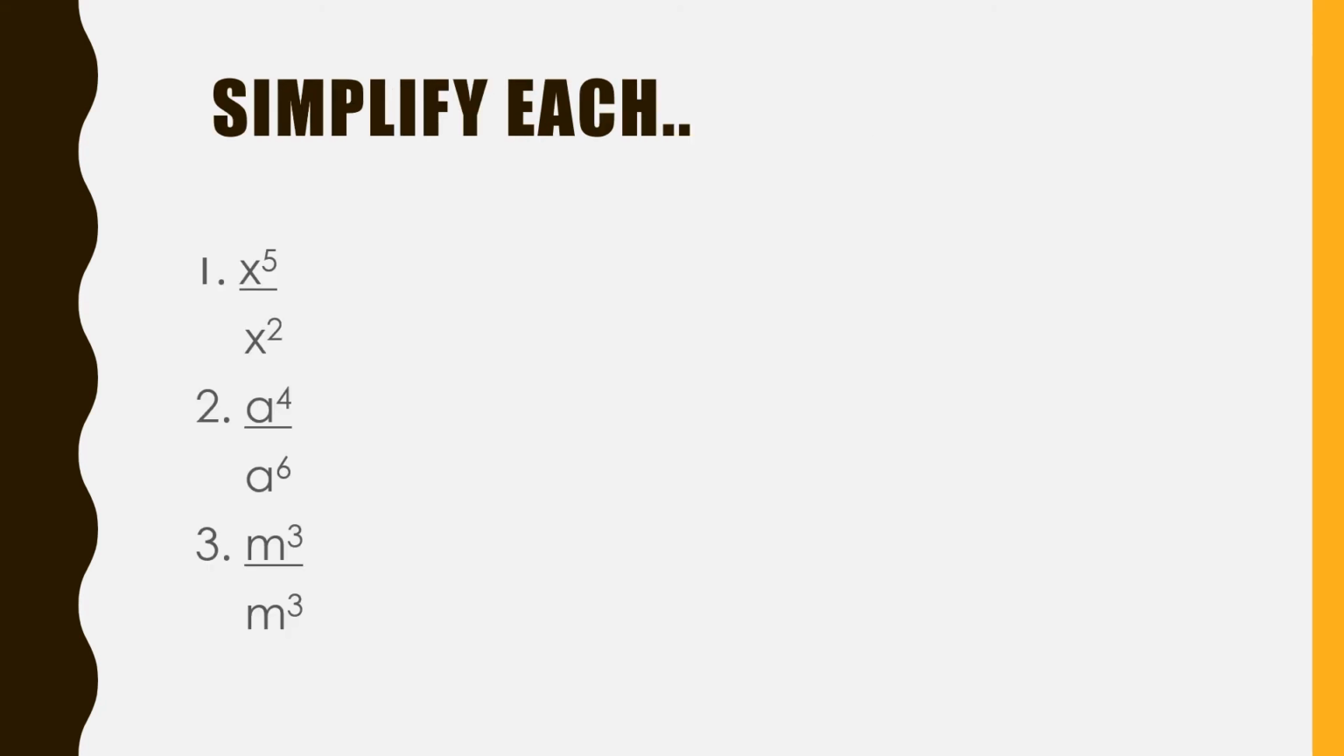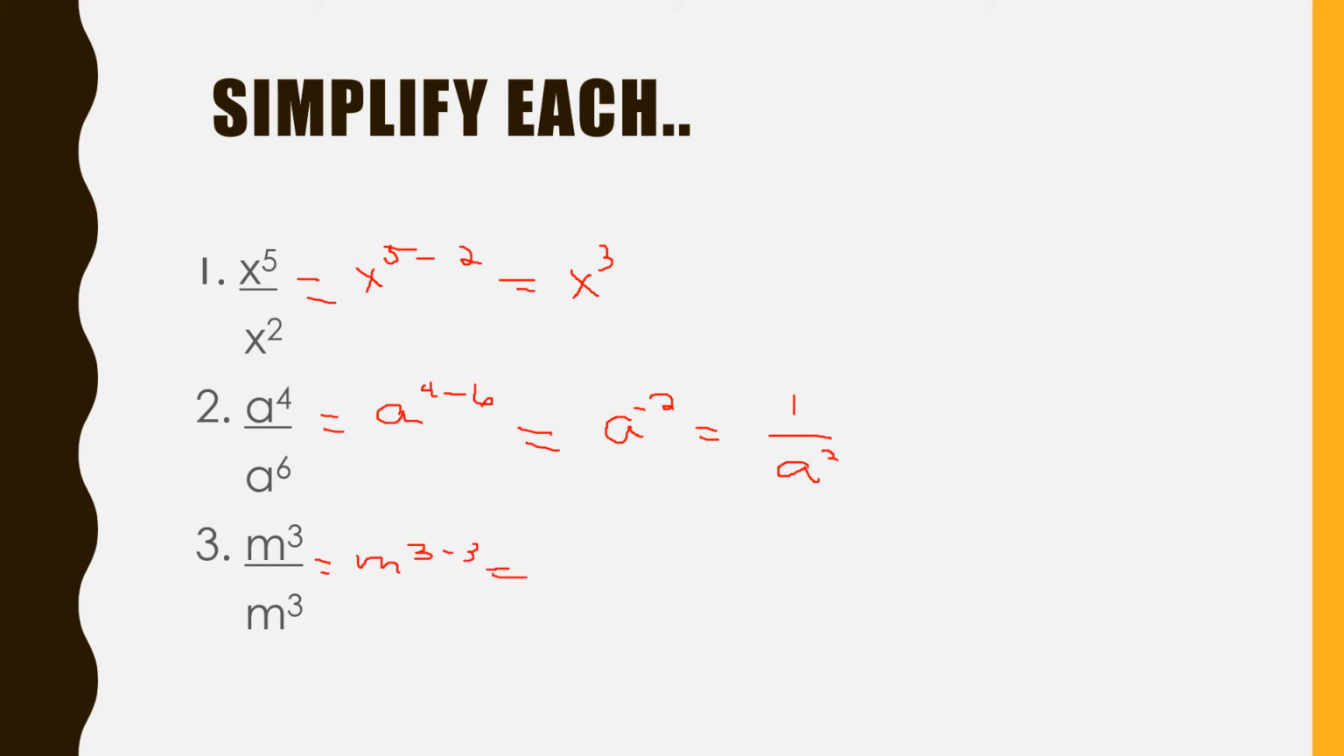Okay, let's simplify. So, for example, number 1, so we have x 5 minus 2. The final answer is x cubed. Right? Next, here, a 4 minus 6. So, we cannot do it na subtract natin. So, ang gagawin natin dyan, instead of a raised to negative 2, isusulat natin siya as 1 over a square to become positive. Okay? Then, ito, m cube minus cube, that is m0, or that is equals to 1. So, remember, kapag 0 ang exponent mo, that is equals to 1, not to 0, ha? Okay, next.